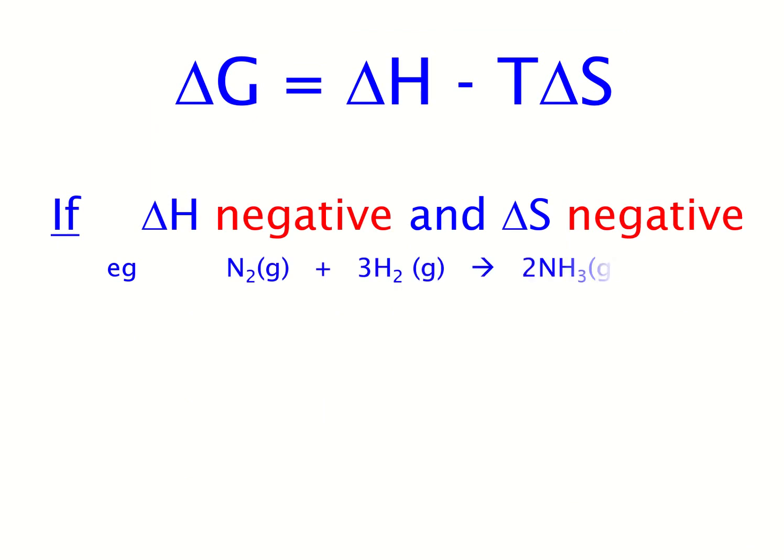Let's look at this one. So we have again an exothermic reaction. We have a negative delta S, which means this term here is going to be positive.